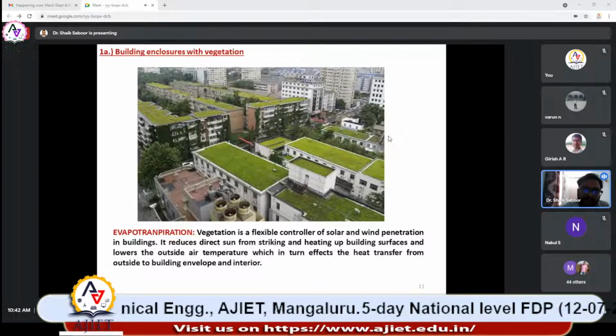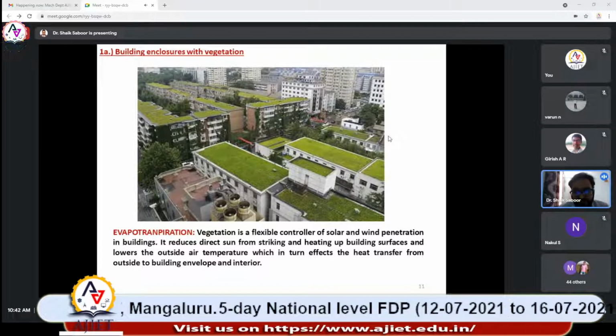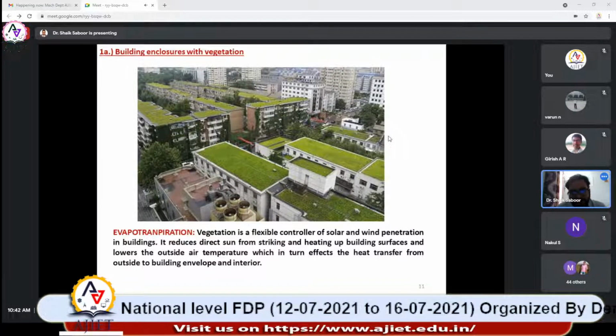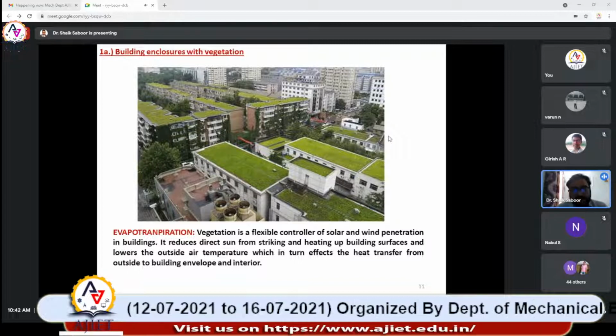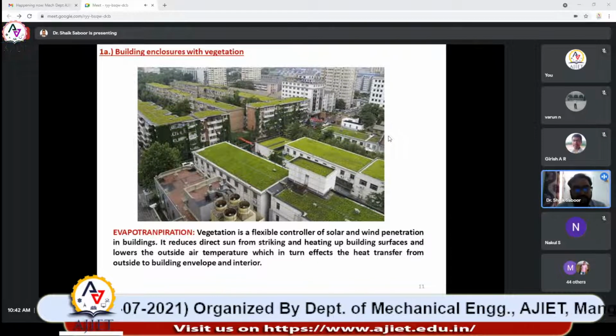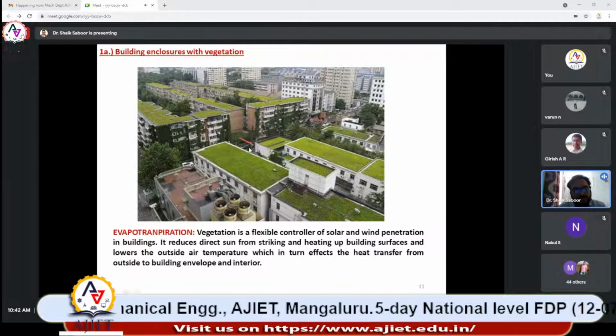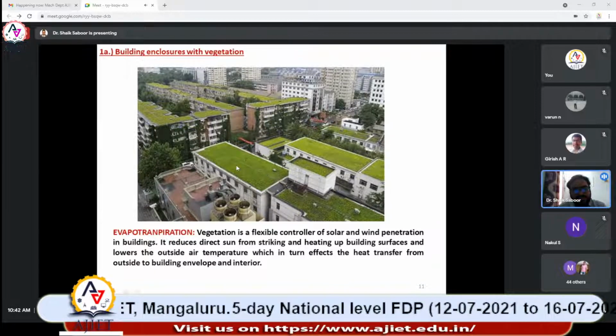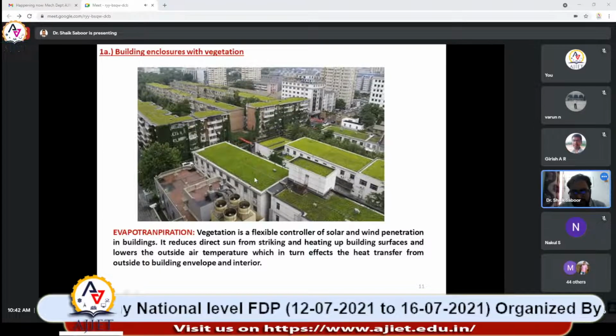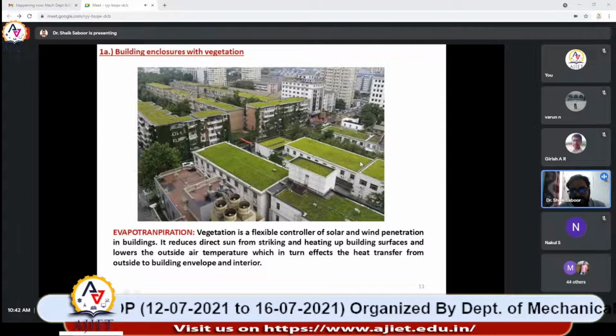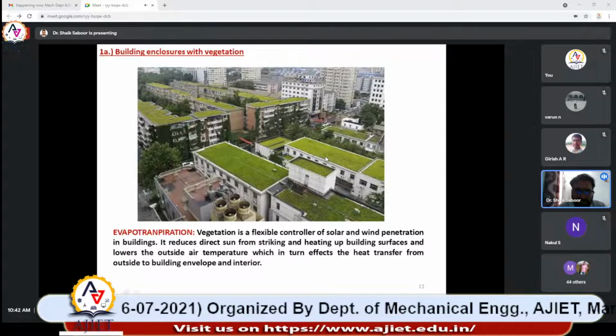Next we have a building enclosure with vegetation, we can say green facades. Why do we need to focus on green facades? That is also very, very important. If you can see in this particular figure, you can see green facades, especially on the terrace of the houses. Green facades you can see here, green roofs you can see here.